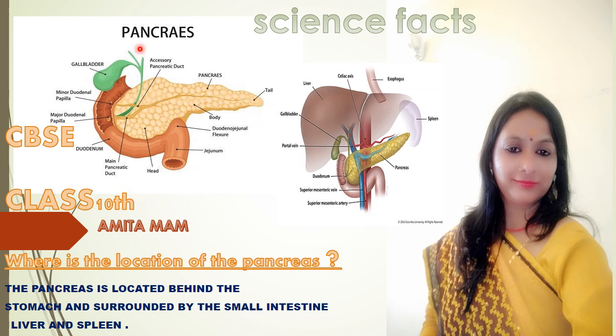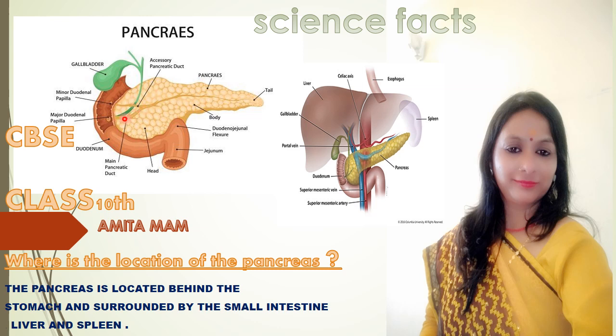So this is the pancreas. Here we will discuss the pancreas. Firstly, this is the first diagram of the pancreas. This is the gallbladder, accessory pancreatic duct. On your screen, this is the pancreatic duct, pancreas, body, duodenal flexure, jejunum, major duodenal papilla, duodenum, main pancreatic duct. We show this diagram here on your screen.